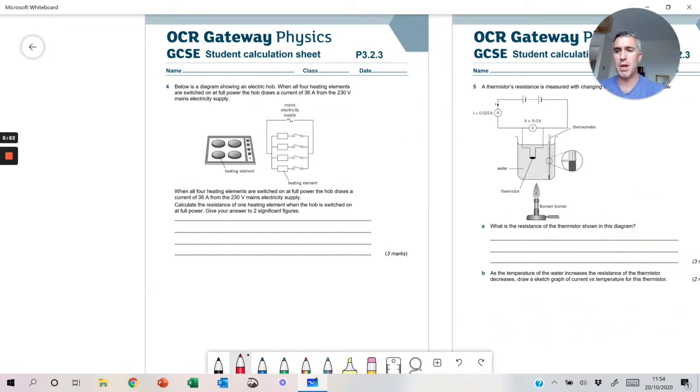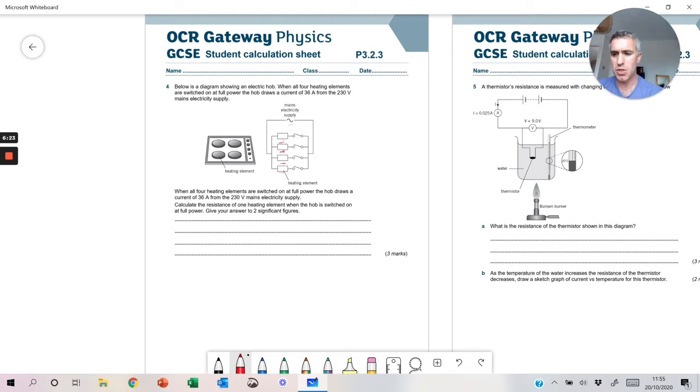Below is a diagram showing an electric hob. When all 4 heating elements are switched on at full power, the hob draws a current of 36 amps from a 230 volt mains electrical supply. Notice here's the main supply. Each of these heating elements is in parallel, okay? Calculate the resistance of one heating element when the hob is switched on at full power.